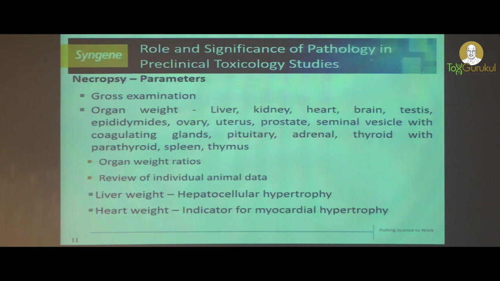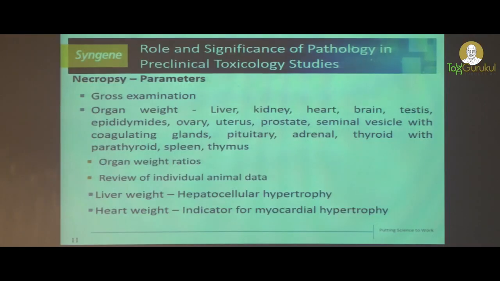Say, for example, liver weight changes are predictive of hepatocellular hypertrophy, with changes up to 20% relative to the body weight. Most of the time we may not be able to see the histopathology finding, but still this is indicative of an enzyme induction. If the relative change is more than 20%, we are able to see the microscopic findings. Heart weight is also an indicator. An increase in heart weight may sometimes be the only indicator for myocardial hypertrophy, because it is sometimes difficult to identify myocardial hypertrophy under the microscope.